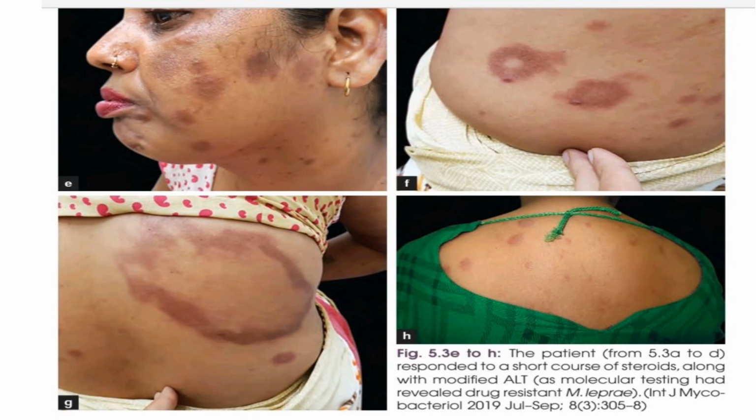The patient responded to a short course of steroid along with a modified anti-leprosy treatment, as a molecular test had revealed a drug-resistant Mycobacterium leprae.